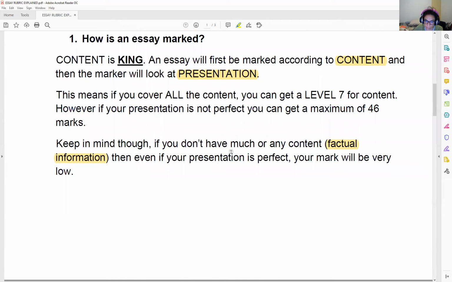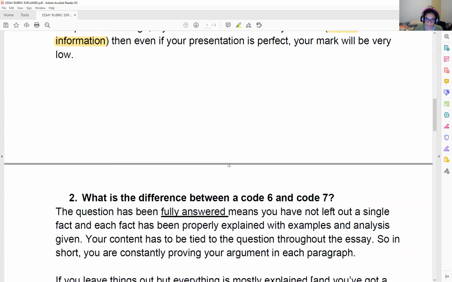Content is the most important. So even if you don't know your presentation, even if you write like one big block of content, a whole page without any breaks, without any introduction, without any conclusion, we have to give you the mark for content because it's there, right? So you need to then adapt yourself and see where you can fix that so that you can get the mark for presentation as well.